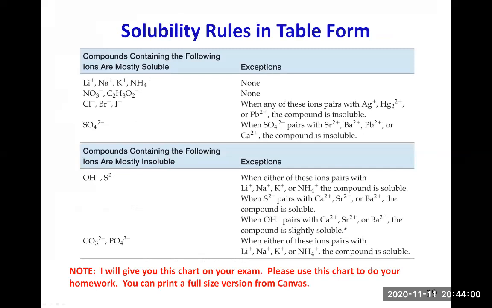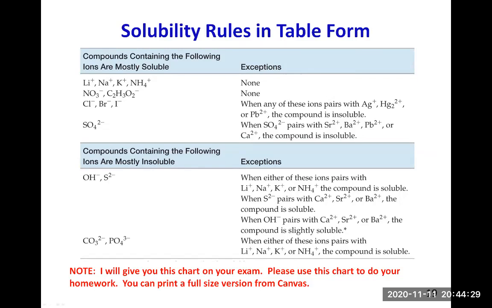We have the iodide ion here, I minus, in the mostly soluble compound. So if you look at the line where you have Cl minus, Br minus, I minus, go to the exceptions. When any of these ions pair with Ag plus, Hg2 2 plus, or Pb2 plus, the compound is insoluble. So that means PbI2 is insoluble.